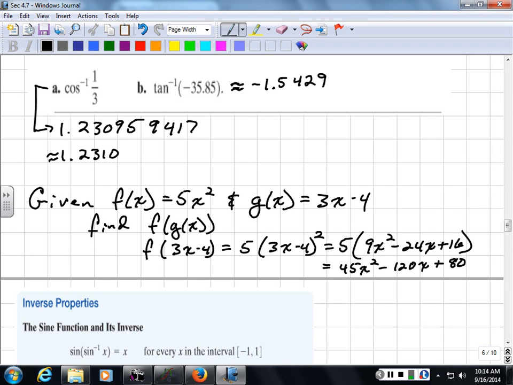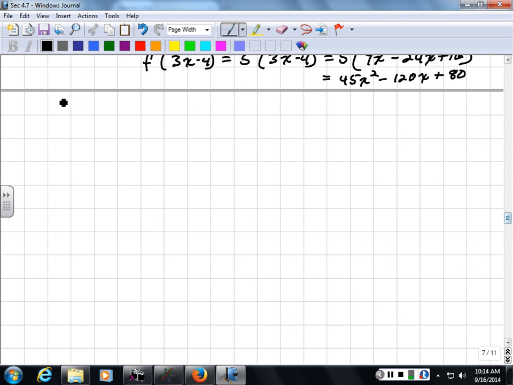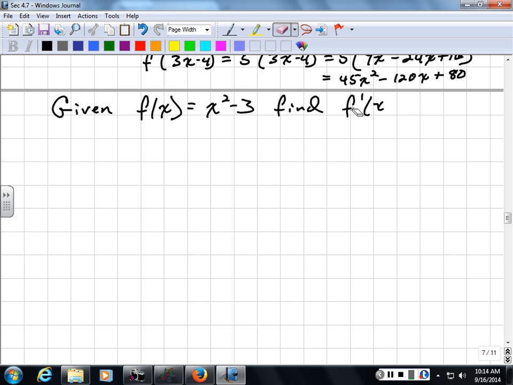You guys can do that. Awesome. Let's do this. Given f of x equals x squared minus 3, find f inverse of x.